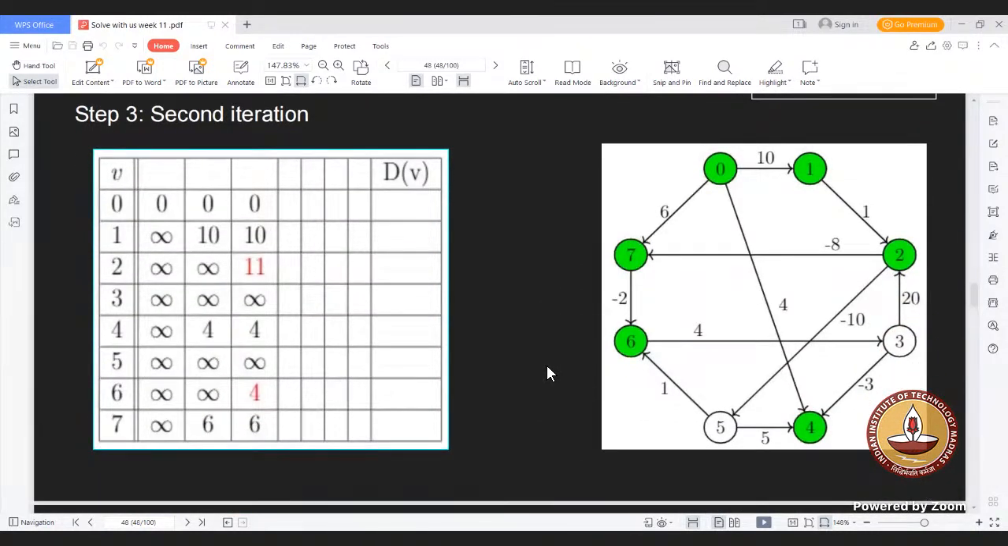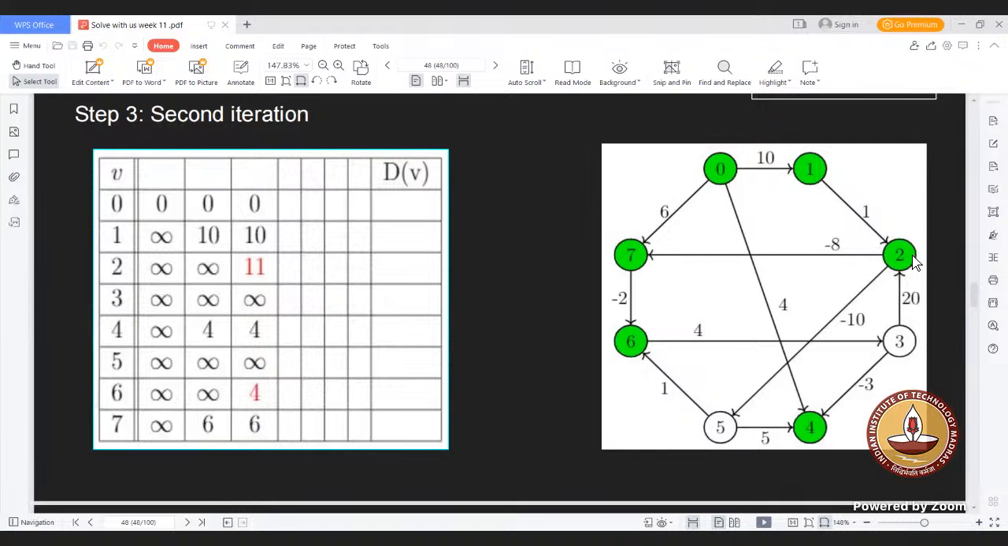Now we can see there are 2 more things which are added. For 0 to 2 we have found another path, and also for 0 to 6 we have found another path. So we'll see from 0 to 2 we can go in 11 units. From 2 where else can we go?